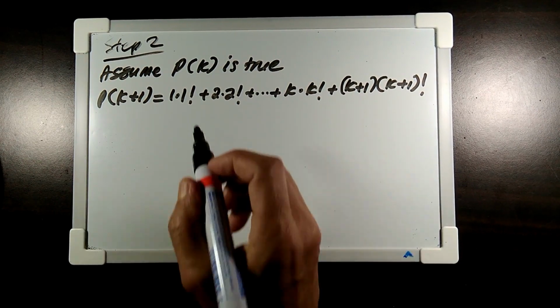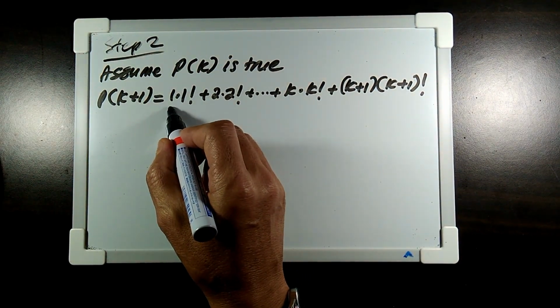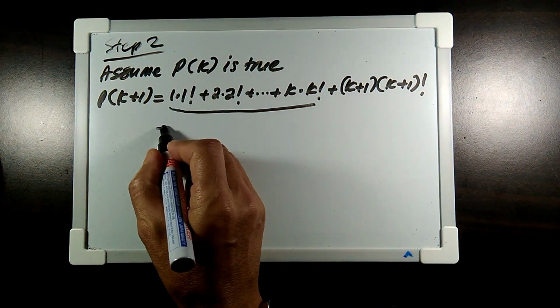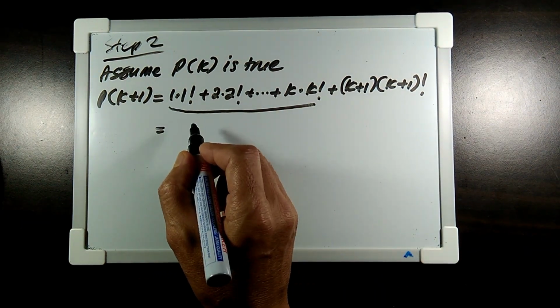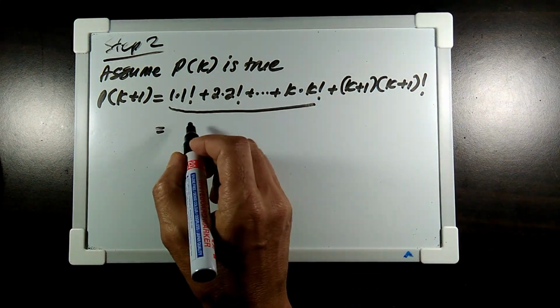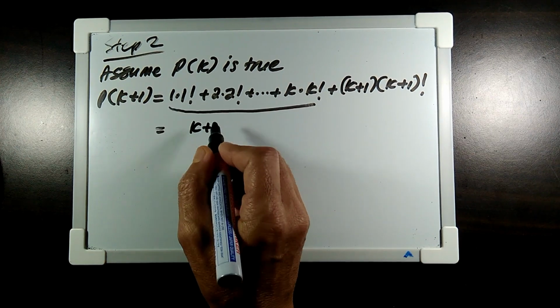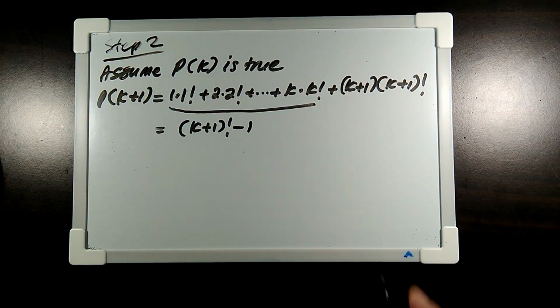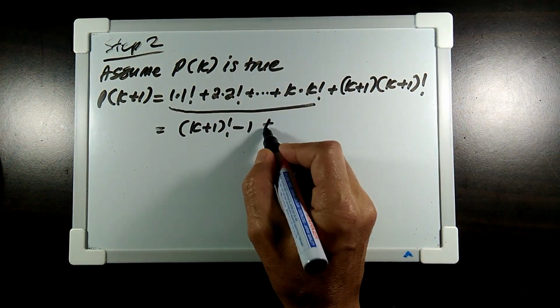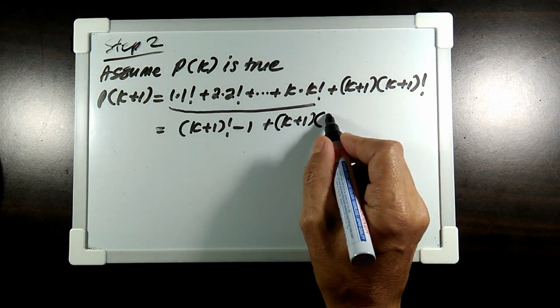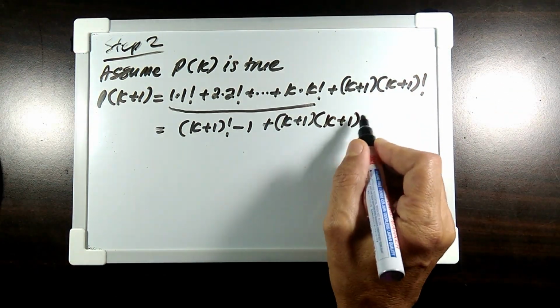Now, if we look carefully here, this term up to this term is just Pk. So we can replace that by Pk that we just wrote a few minutes ago. That is (k plus 1) factorial minus 1, plus this term, plus (k plus 1) multiplied by (k plus 1) factorial.